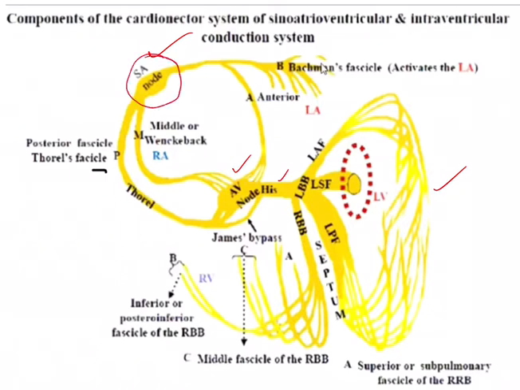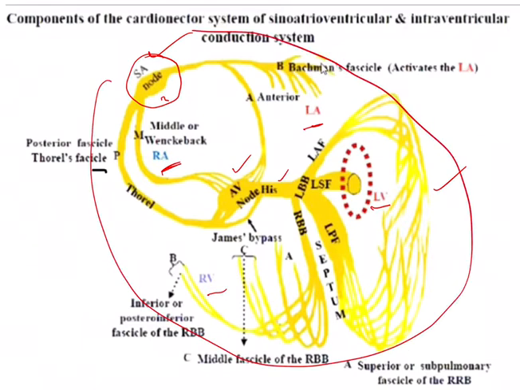From the SA node, first of all, the right atrium is activated. This is the right atrium, this is the left atrium, this is the left ventricle, and this is the right ventricle, if we encircle it like this. So, from the SA node, first of all, the right atrium is activated, and it is followed by the left atrium by the Bachmann fascicles. These are the Bachmann fascicles. From the SA node, impulses go to the right atrium and then to the left atrium by the Bachmann fascicles.